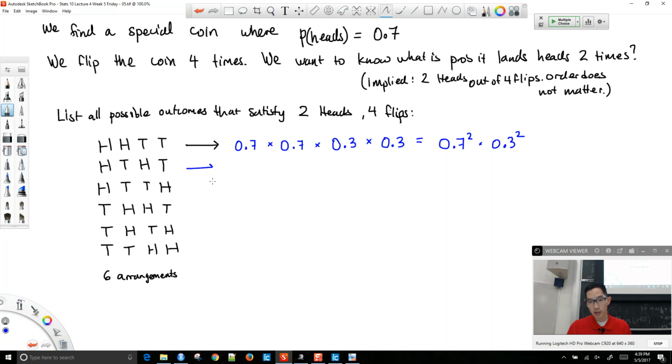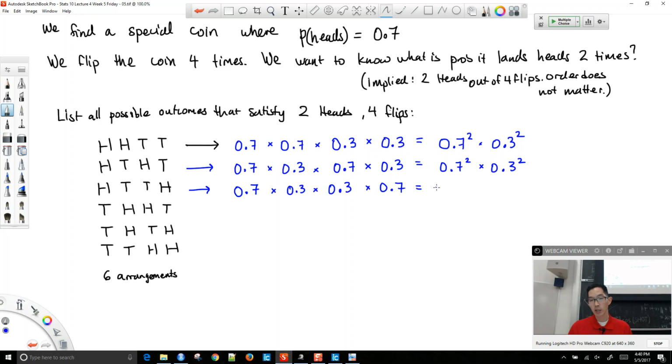Okay, and then let's do this next one. We're going to go heads, tails, heads, tails. The probability of heads is 0.7, times the next flip, which has probability 0.3, that's the probability of tails, times the probability of heads, 0.7, times the probability of tails, 0.3. If I rearrange the terms, I will also get 0.7 squared times 0.3 squared. And just to be pedantic, we will do this third one: 0.7 times 0.3. Probability of tails again is 0.3, and the probability of heads on the last flip is 0.7. When I rearrange the terms, I get 0.7 squared times 0.3 squared. We're going to get the same thing for all 6 arrangements.